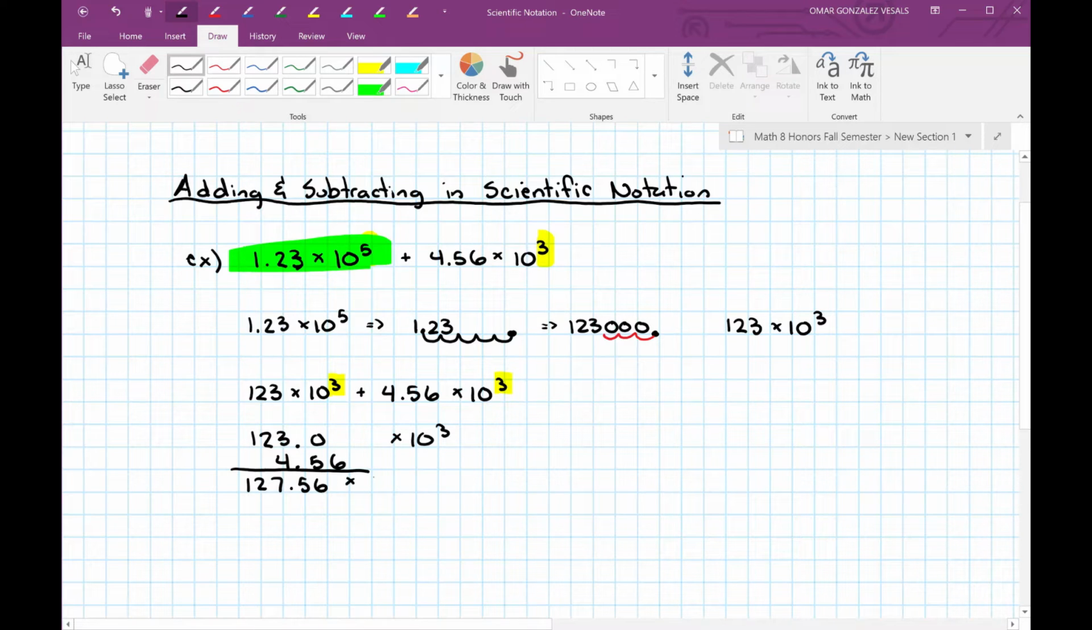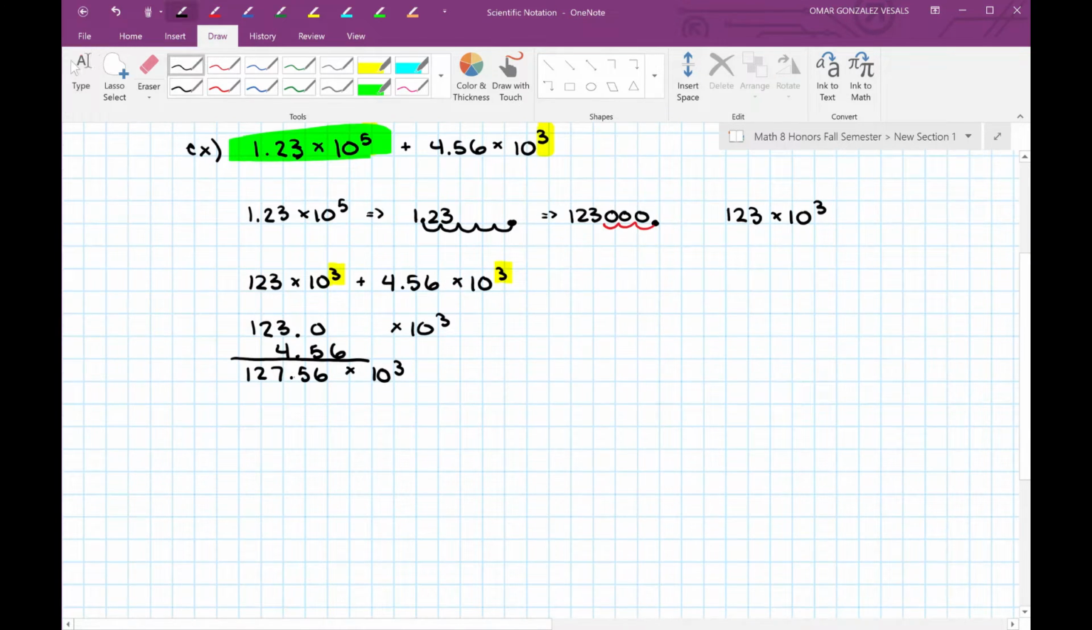127.56 times 10 to the third. Is that correct though? It's not correct. To be correct, we have to move this back over where? So it would be 1 point what? 1.2756.